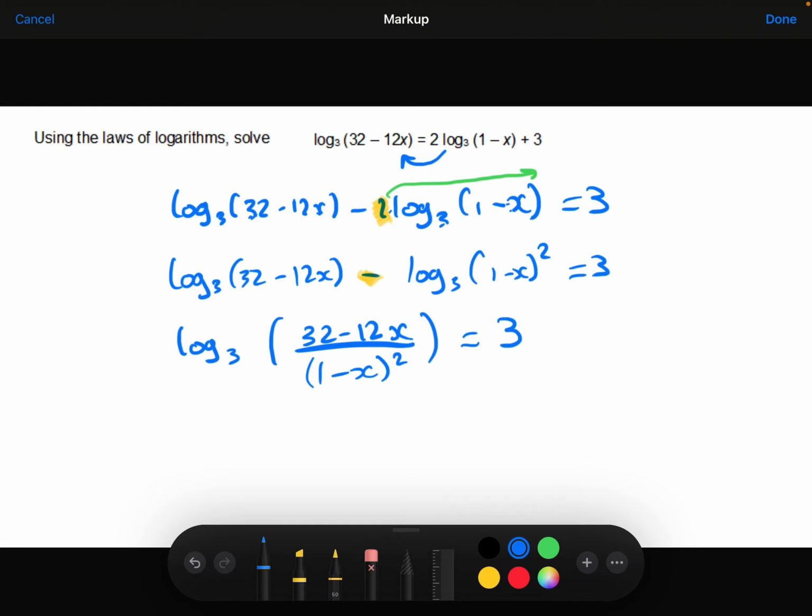Now I've got the logarithm as the subject, I can remove the logarithm by doing 3 to the power of 3 in this case. So I can say that (32 minus 12x) over (1 minus x) all squared is equal to the base, which was 3, to the power, which is 3. 3 cubed is 27.